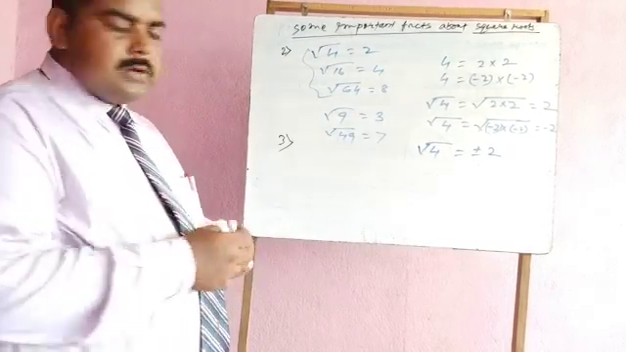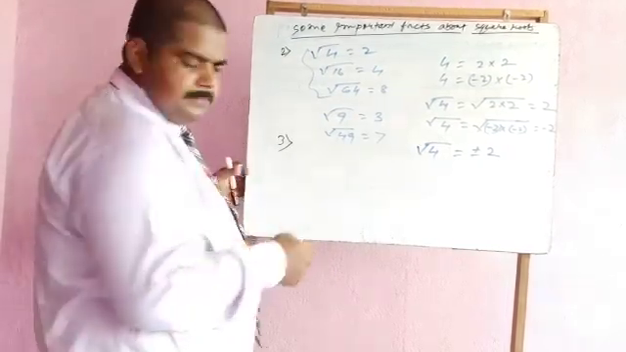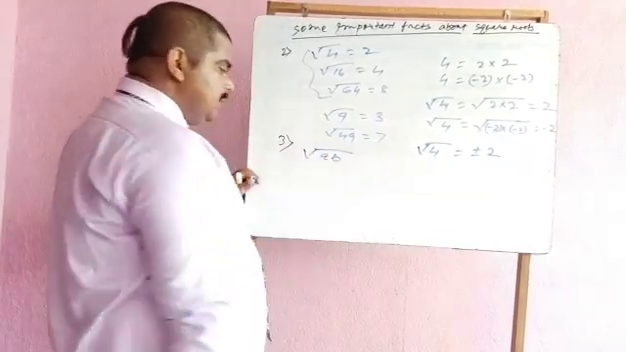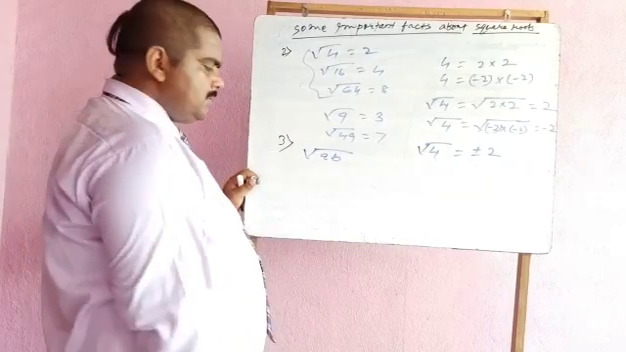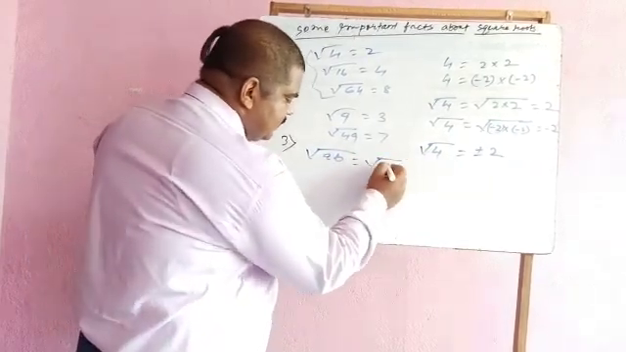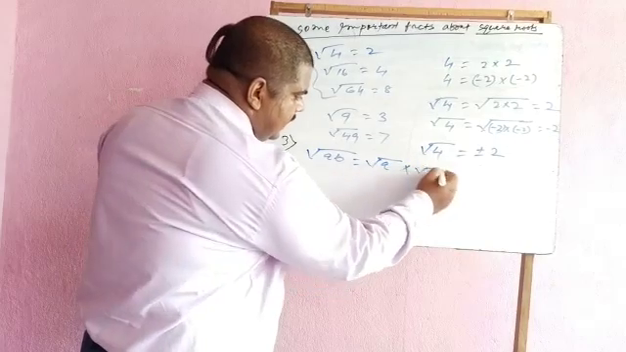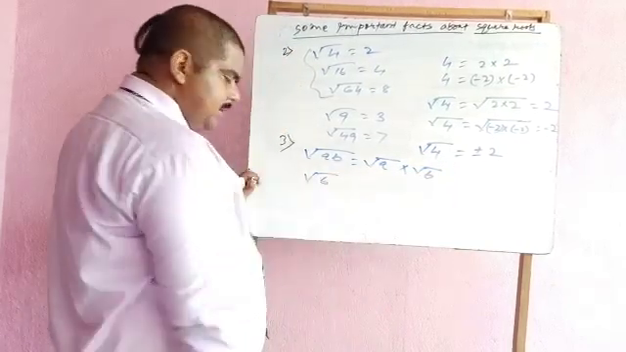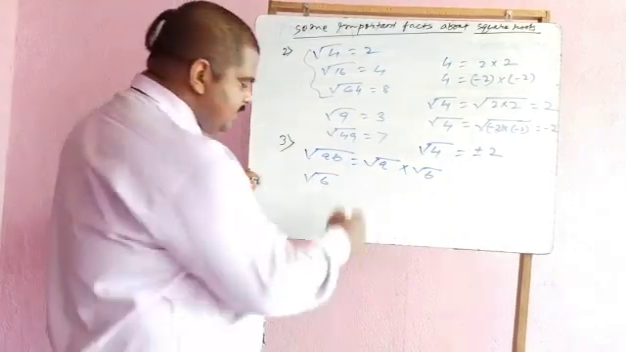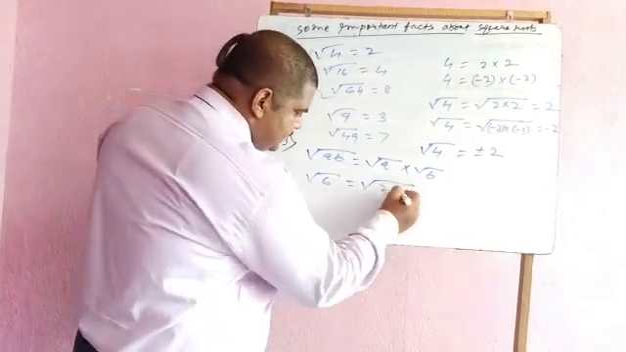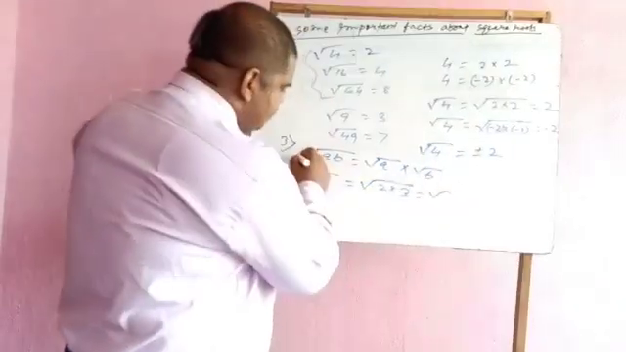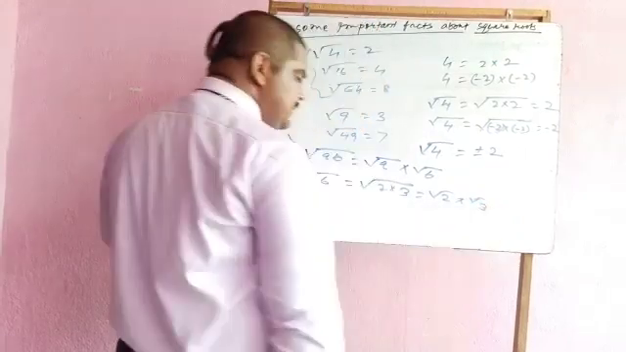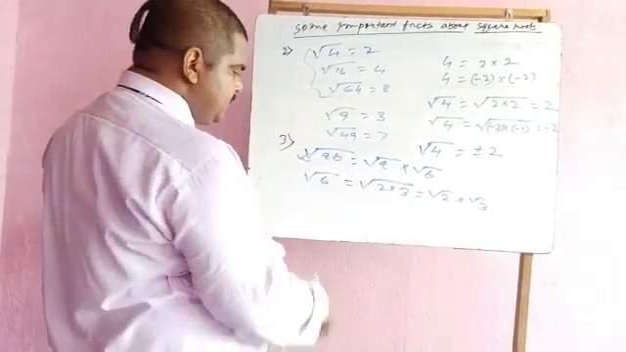And one more result has been given in your book: if the square root of A into B is given, then its meaning is actually square root of A into square root of B. Sometimes the square root of 6 is given, which can be written as 2 into 3, and by utilizing this formula, root 2 into root 3, it can be written to solve the questions.